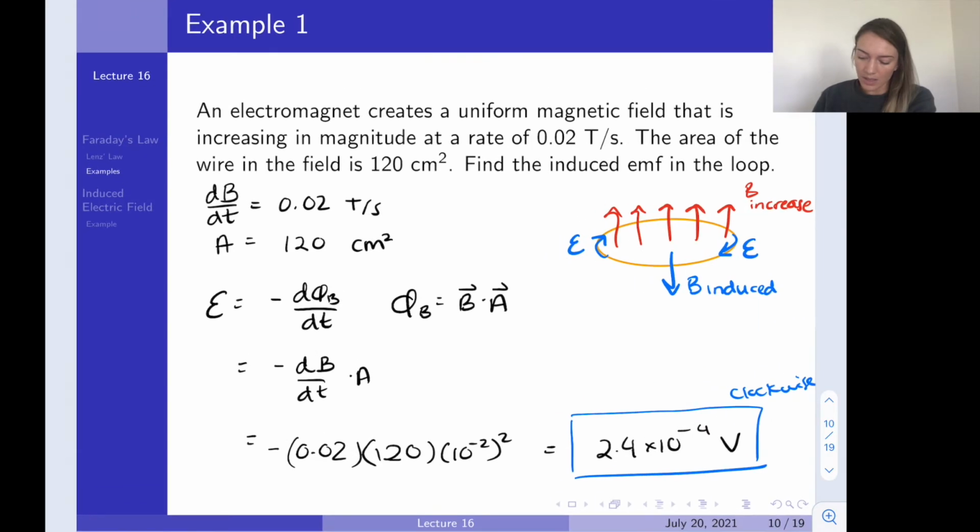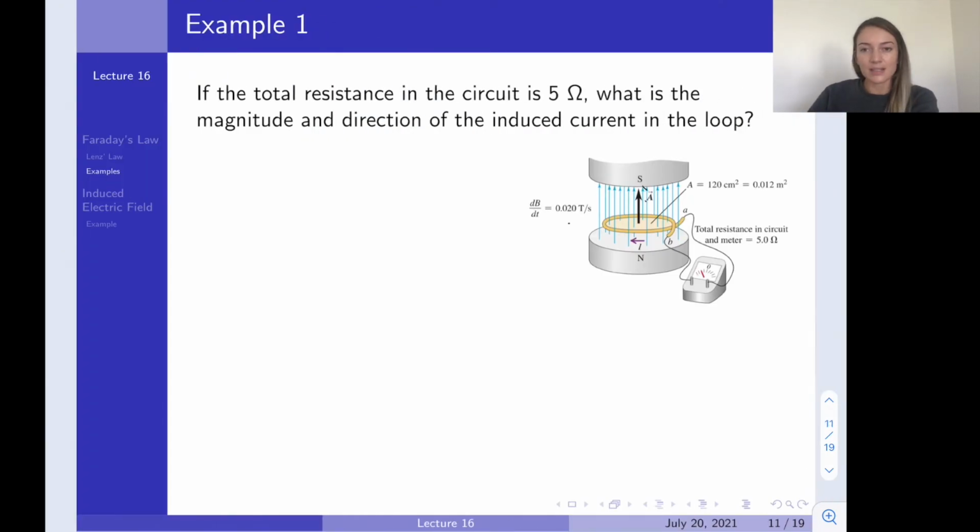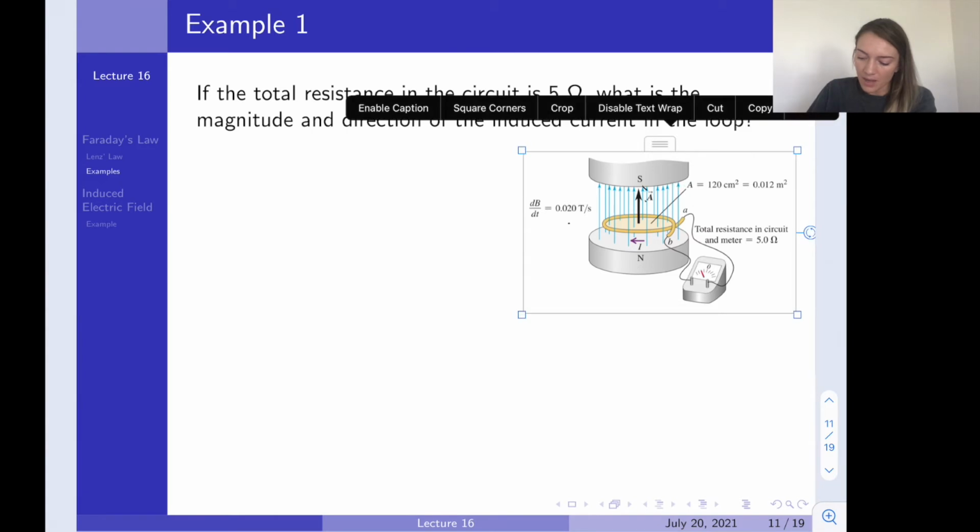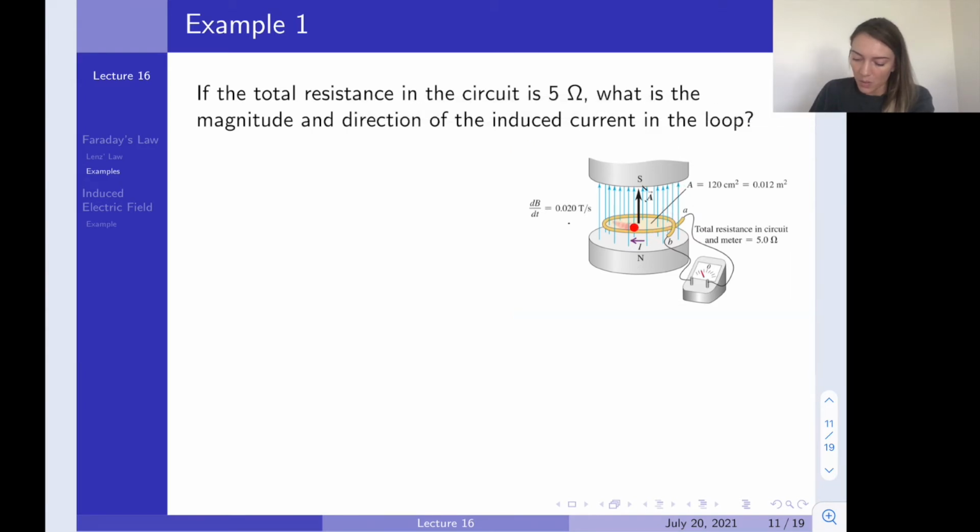So now we have the EMF. So this is the exact same problem. So we still have the change in the magnetic field was 0.02. Now we just have a picture here of our little circuit. So we have our wire loop that has an area of 120 centimeters. And now they're telling us that the total resistance in this loop basically is 5 ohms. So what is the magnitude and direction of the induced current?